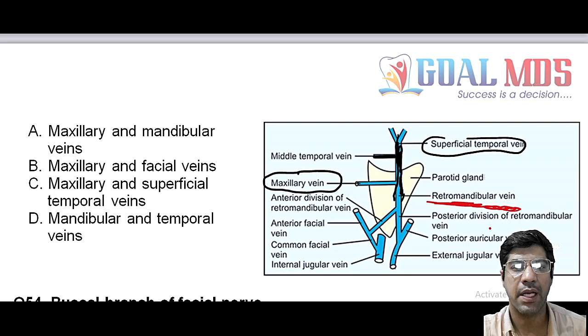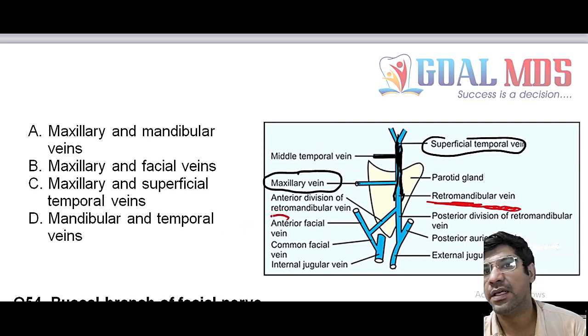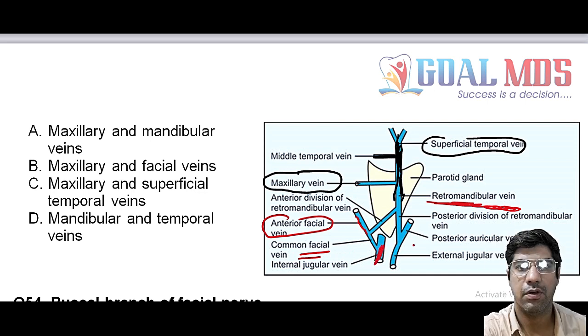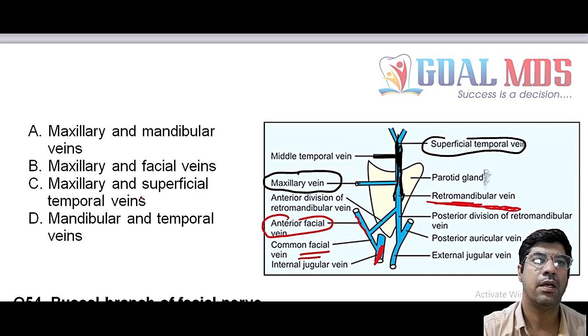It continues to drain blood from the head and neck region, and it joins with the anterior facial vein to form the common facial vein that drains into the internal jugular vein. So your answer: the retromandibular vein is formed by the union of the maxillary vein and the superficial temporal vein.